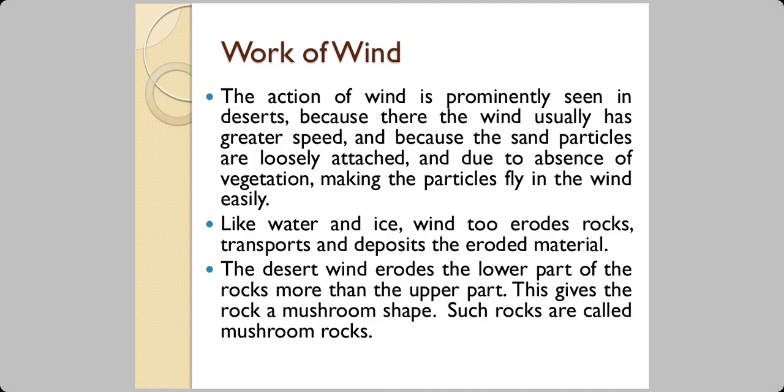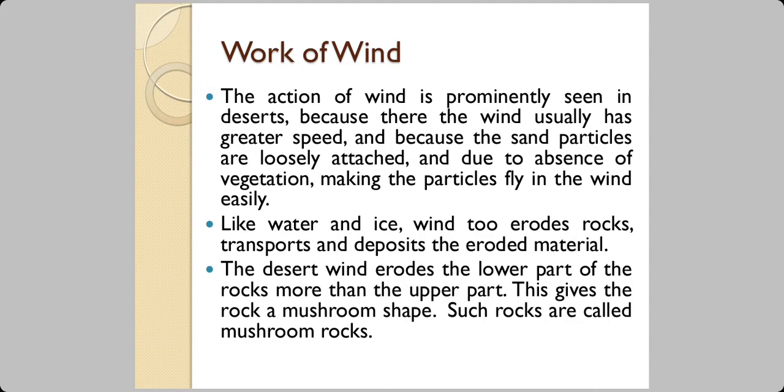Now we look at the work of wind. The action of wind is prominently seen in deserts. The reason is the wind has a greater speed here because the wind doesn't have much obstructions, things to obstruct its path. So the speed is more. Also, the temperature difference in deserts is more. So that also creates quite a lot of difference in air pressure, and that increases the speed.